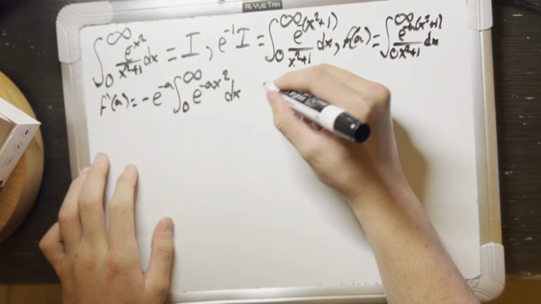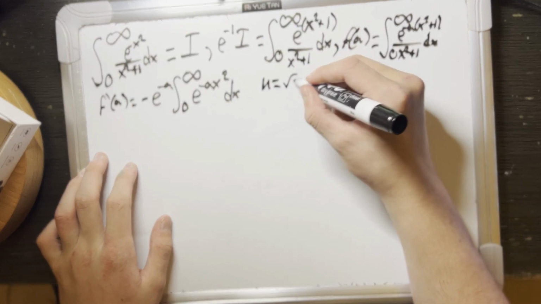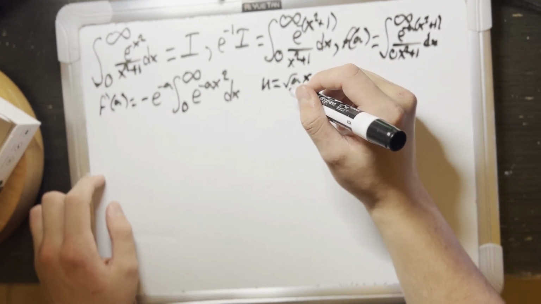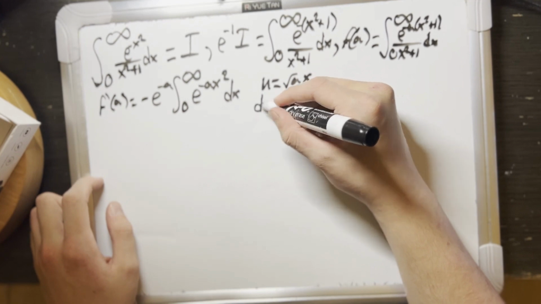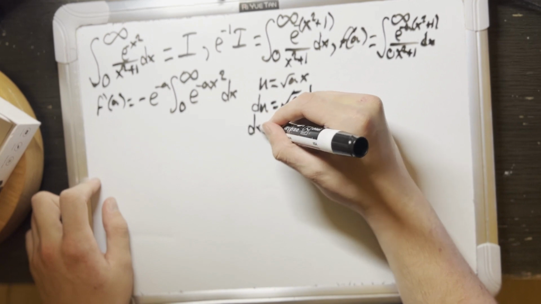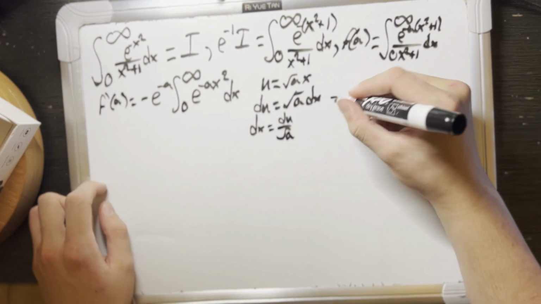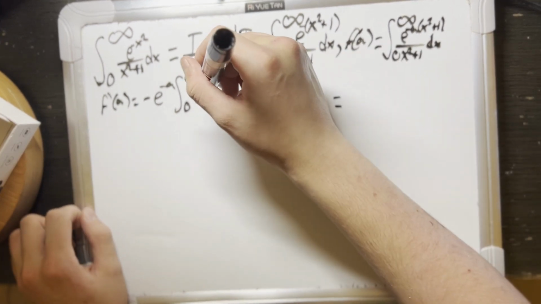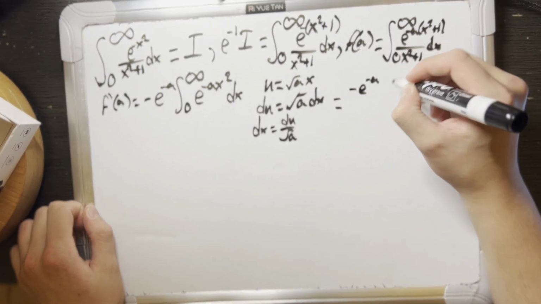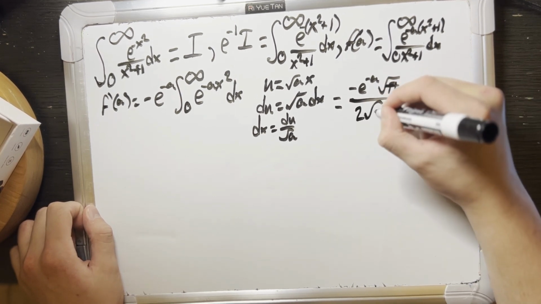So it'll go as follows. u equals square root of a times x. And du is going to equal square root of a dx. So then you get dx equals du divided by the square root of a. That's going to transform this into a Gaussian, but we have to divide by the square root of a. So then you get minus e to the minus a times the square root of pi over 2 root a.